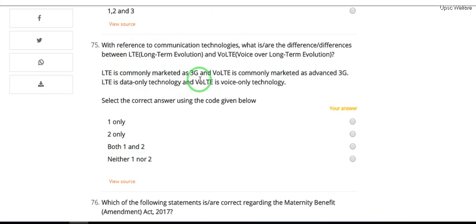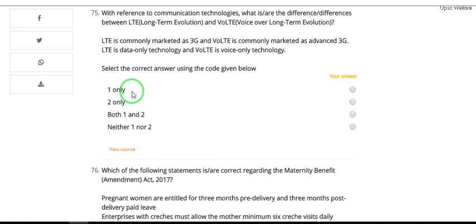Because LTE is commonly marketed as 3G, so it's going to be wrong. It's on the 4G, so it's going to be wrong. So 1 is eliminated, A gone, and yes, C gone. Now see here, LTE is a data only technology. That's fine, it's correct, but VoLTE is not a voice only technology. It's data also, so it's also going to be incorrect. So both are wrong. At this situation, we will go with the D option: neither 1 nor 2 is correct. So D will be the answer here.